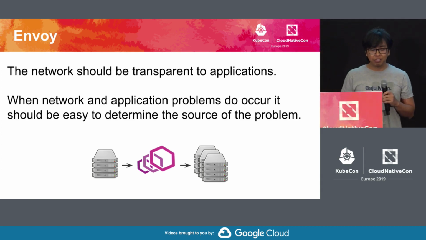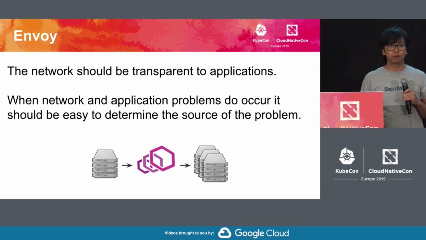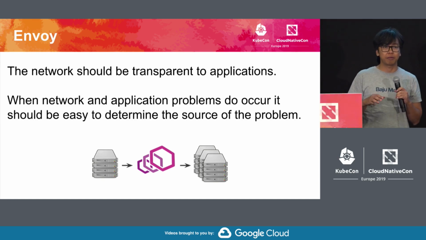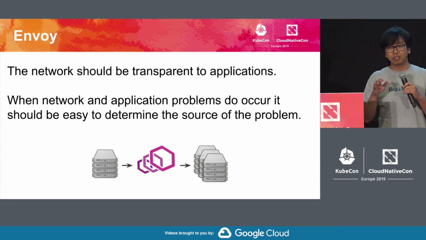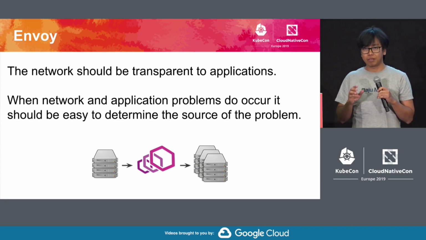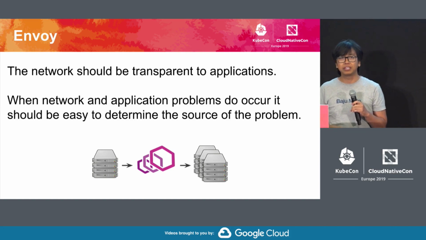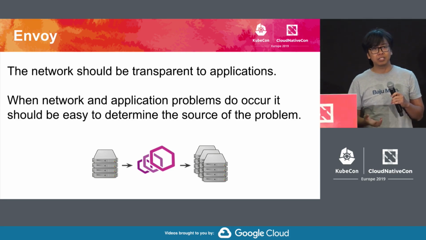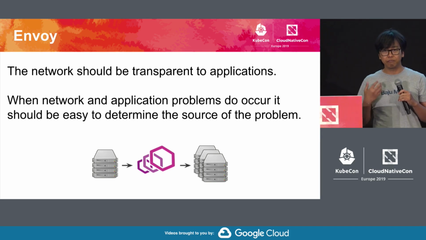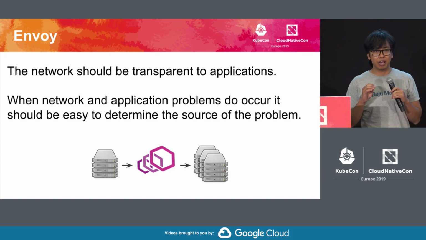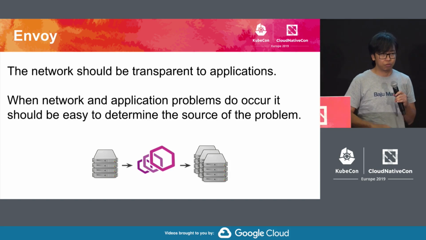So the promise of Envoy is that the network should be transparent to the application. We believe that developers should focus on the business logic. Developers should only deal with the application logic, not think about the network itself. But when some problem occurs, it needs to be very apparent where the problem is, whether it is in the application logic itself or in the network layer.